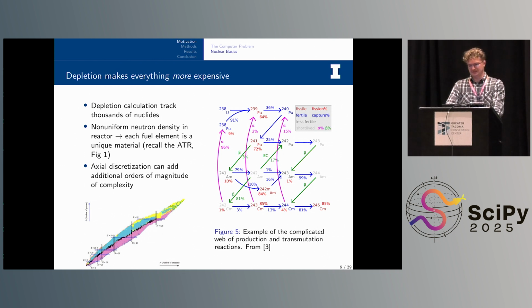On the right here, this is just a web of the kinds of reaction chains that can happen. I'm not going to read off of it, but you can see the complexity here, and these are all things that can happen, and this happens all throughout the periodic table.